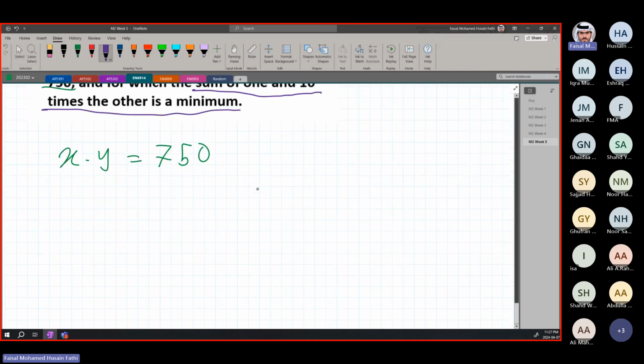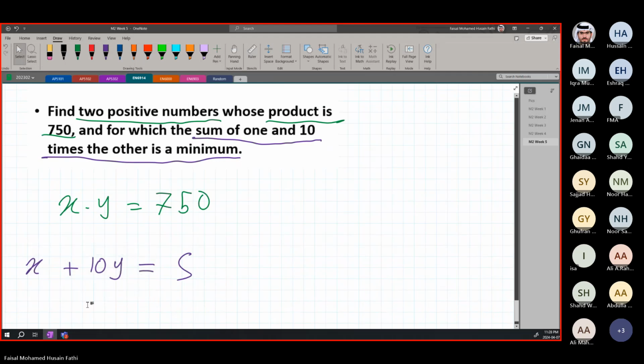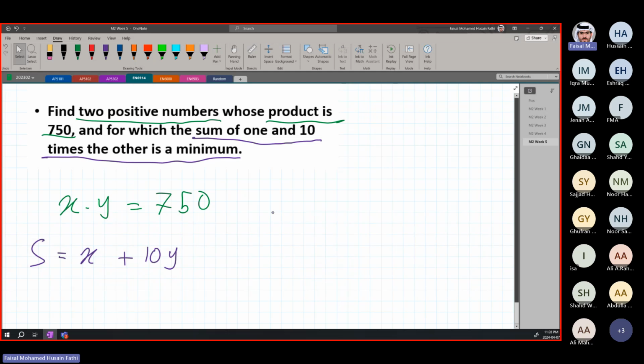That means the sum, we're going to be adding, of one of them, let's say X, and 10 times the other, let's say 10 times Y, is a minimum. So this is equal to the sum. Let's call it S. S is equal to the sum, which is X plus 10Y. Now, again, when the minimum, where is the minimum? The minimum is at the sum. Because we're talking about the sum, this is where we have to do our differentiation.